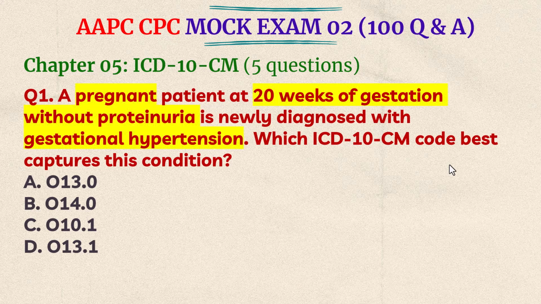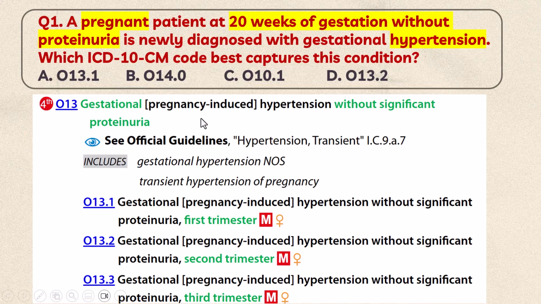In this case, you have to highlight that this is a pregnant patient at 20 weeks of gestation without proteinuria but with gestational hypertension. When you look at the answers, you will see all are O codes and adjacent codes. So you can go directly to the codes and find the answer using the elimination method. O13 is gestational, that is pregnancy-induced hypertension without significant proteinuria. But when you look at the other codes, O13.1, 2, and 3, you can see first trimester, second trimester, and third trimester. So you have to know which trimester 20 weeks belongs to.